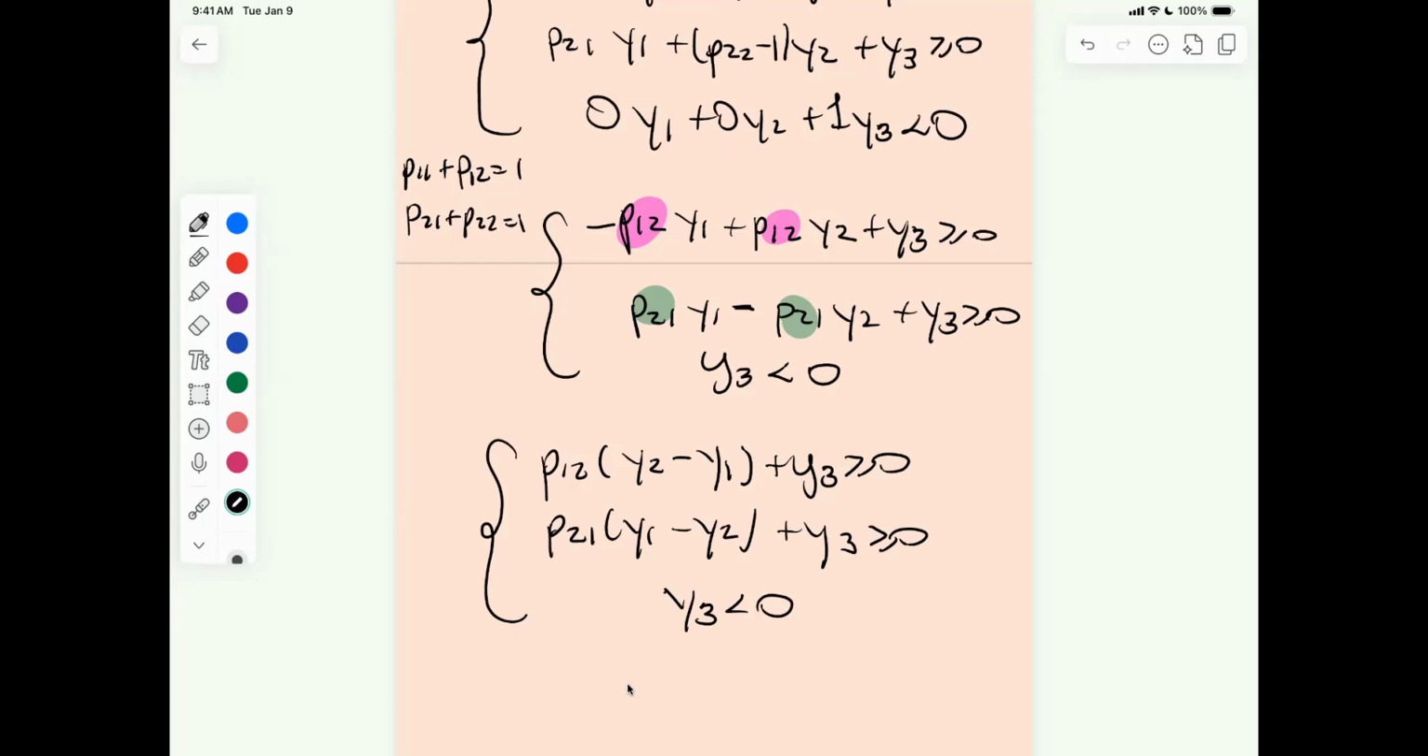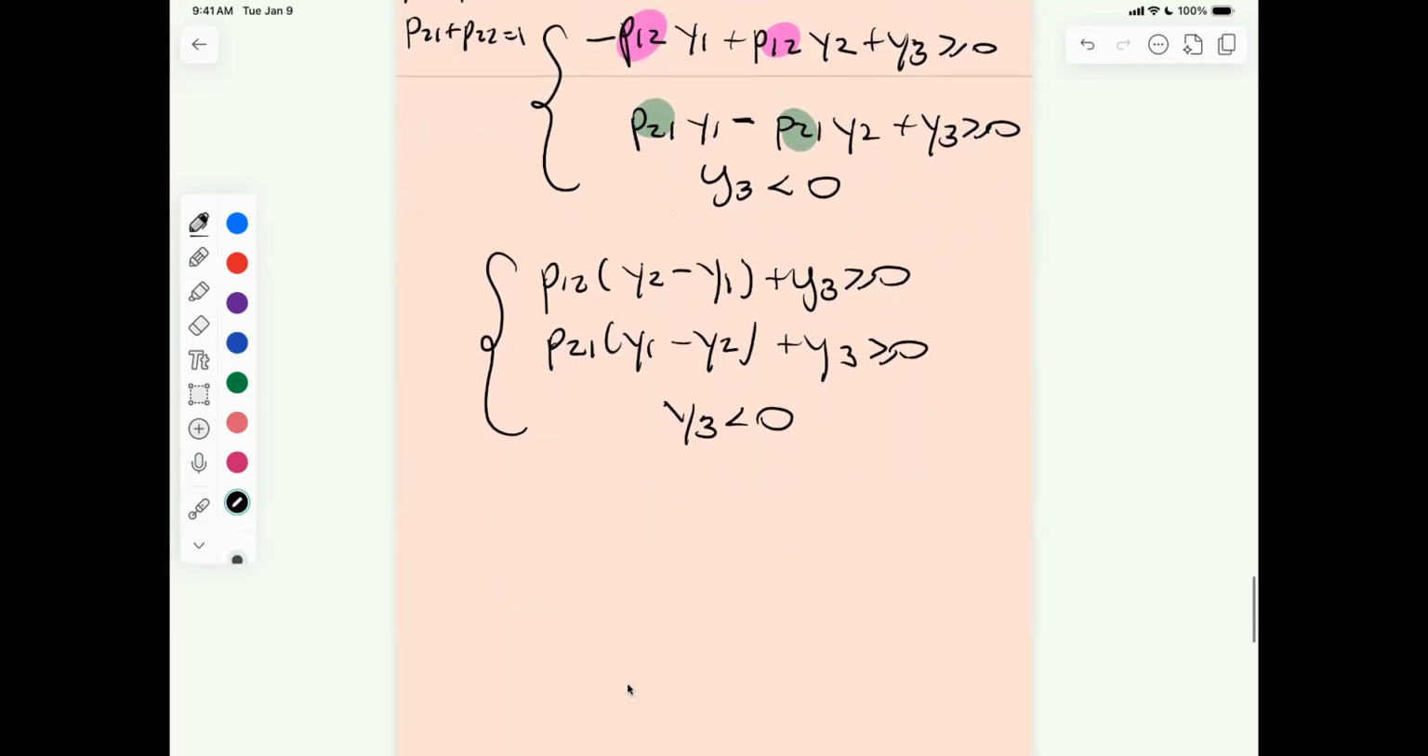Okay. So let's see what's happening here. Let's see what occurs. I don't know what the values for Y1, Y2, Y3 are, but there are some possibilities. One possibility is for Y1 to be equal to Y2. So let's just look at the cases. Case Y1 equals Y2. If that happens, then the first inequality says, for example, that Y3 is greater or equal to 0.